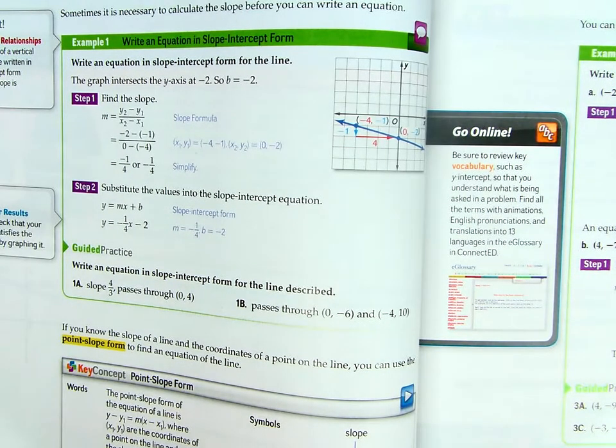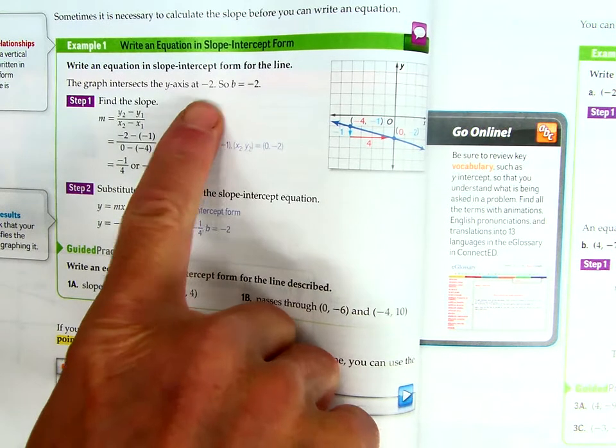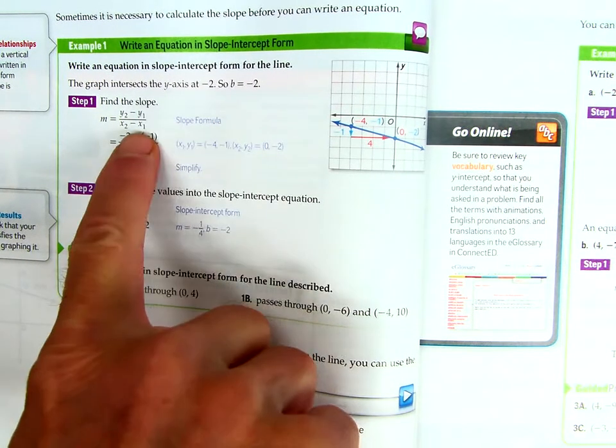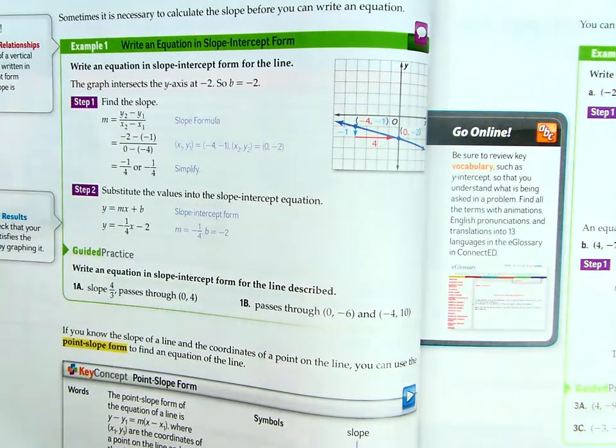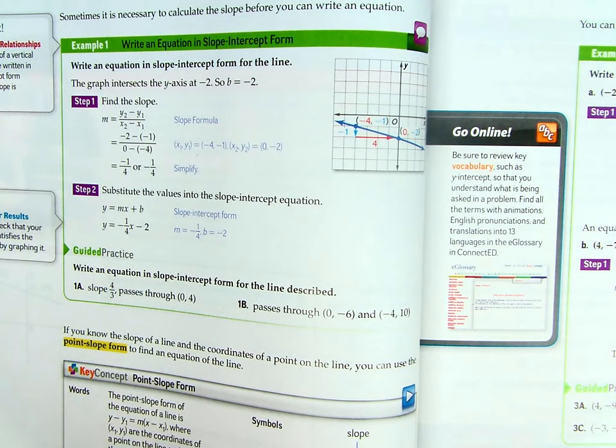Now, there are different scenarios that are going to play out here. One is if they give you 2 points from the start, you'll use this form right here. You calculate a slope. You can even calculate a y-intercept. But if you start out with 2 points, calculate the slope, find the y-intercept, write the equation.